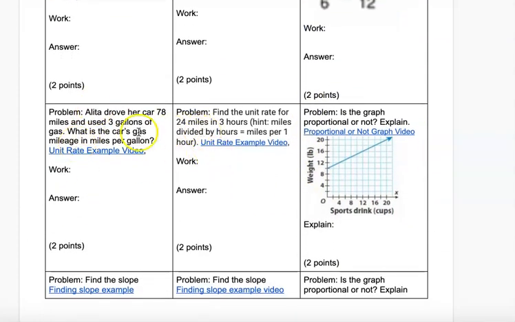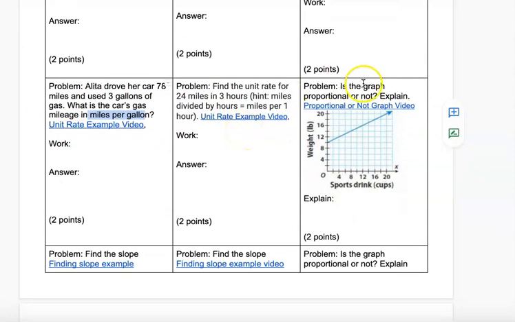For these 2 unit rate problems, go ahead and watch the video. You're probably overthinking them. They're really not as hard as you think. You're just finding the unit rate. So it says miles per gallon right here. Miles per means divided by gallon. Same thing, miles per hour, miles divided by hour.